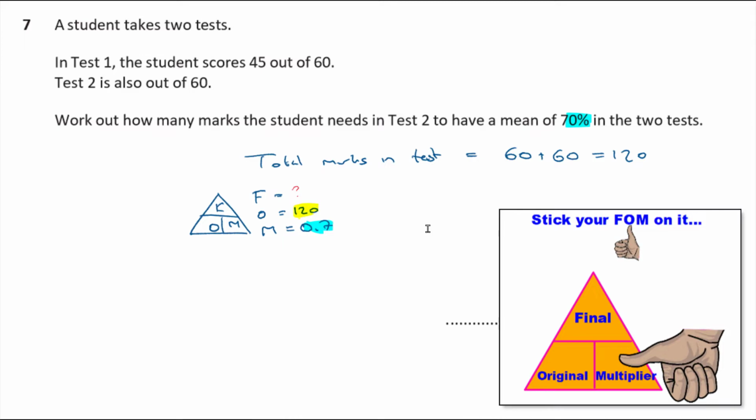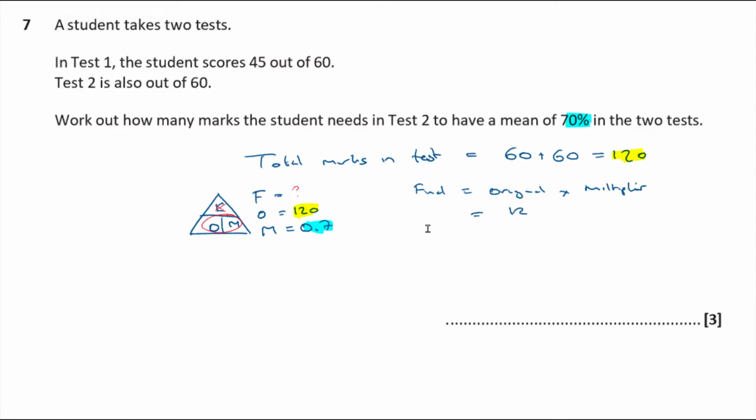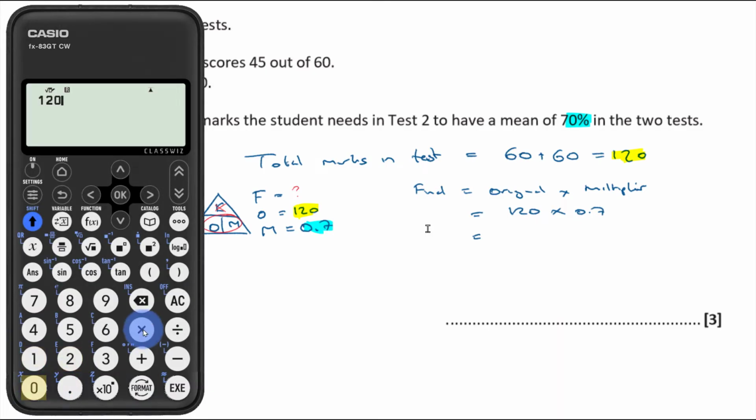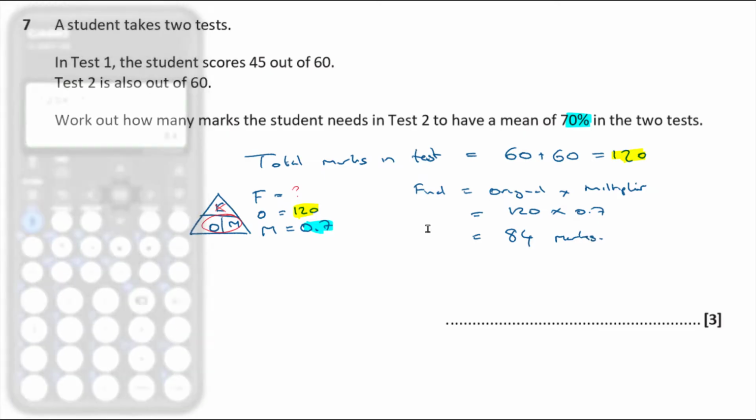So the original comes from here, the total marks in the test. Then final, which is the amount that he needs to get in both tests, is going to be the original times the multiplier from the triangle. It's those two multiplied together, which is 120 times 0.7, and according to my calculator, that comes to 84. So that means he needs 84 marks in total in the two papers.